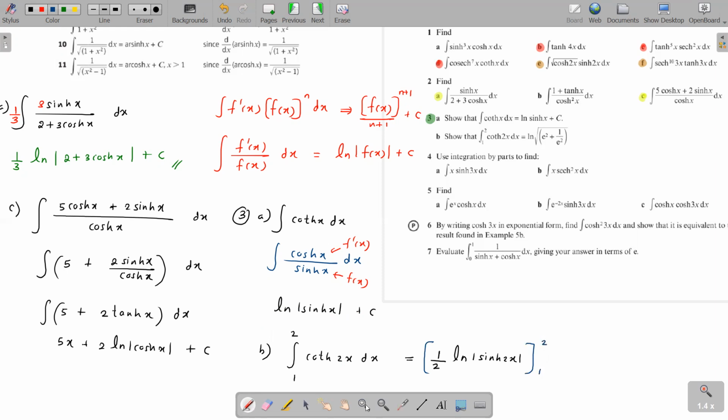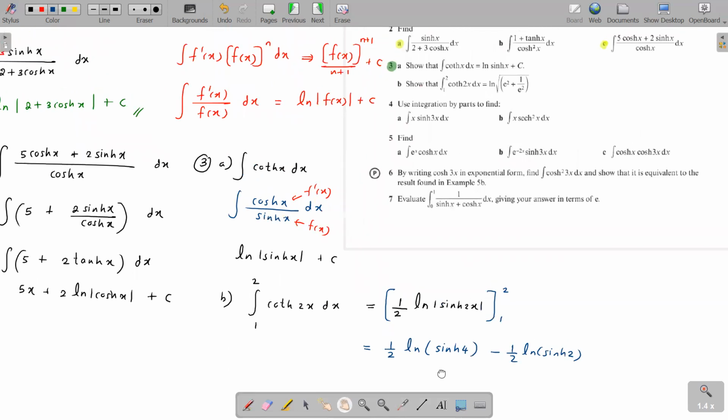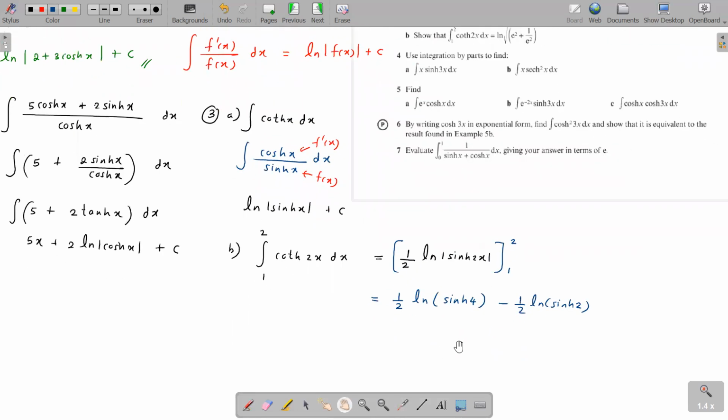Let's input our integration limits and try to get the show that. So I get here half times ln sin, 2 times 2 is sin 4, minus half ln sin 2 times 1, which is sin 2. So this is half ln sin 4 minus half ln sin 2. We can take it as the subtraction of two logarithms, and we can take it as a division.